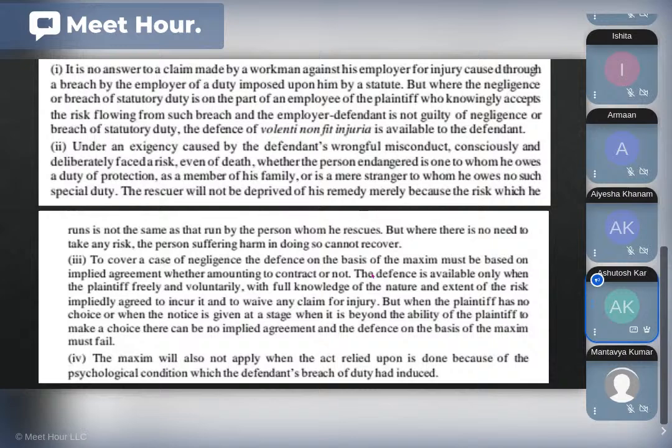Here, the person who was the owner of the horses cannot claim the defense of volenti non fit injuria. He cannot say, "Well, the police officer himself consented to that injury while running after the horses. He was aware that this could happen and he still did so. So I am not liable to give any kind of damages." Why is this an exception?